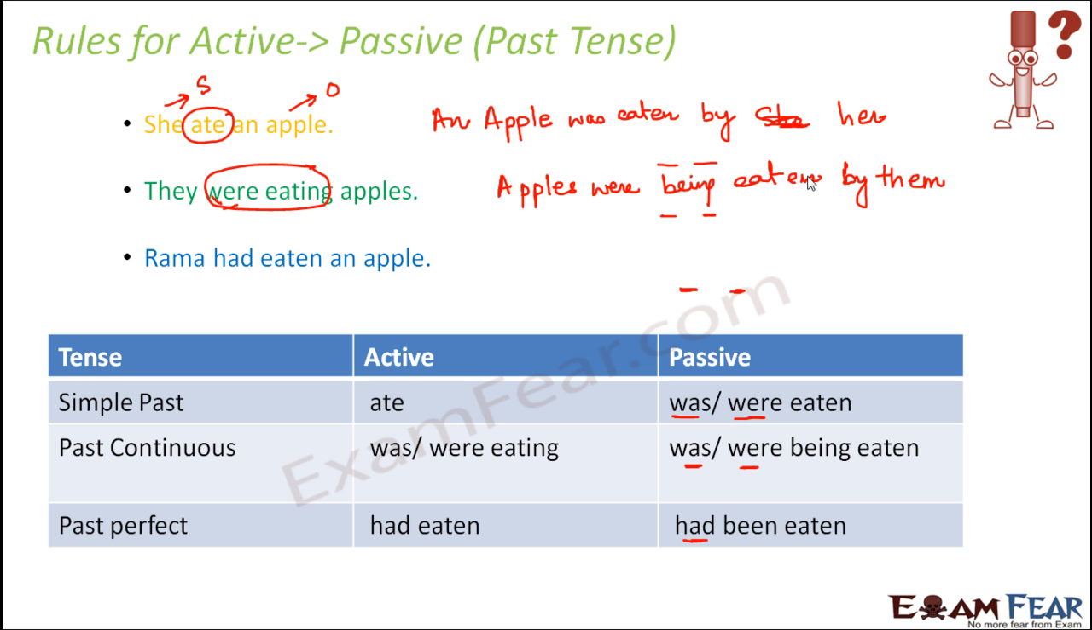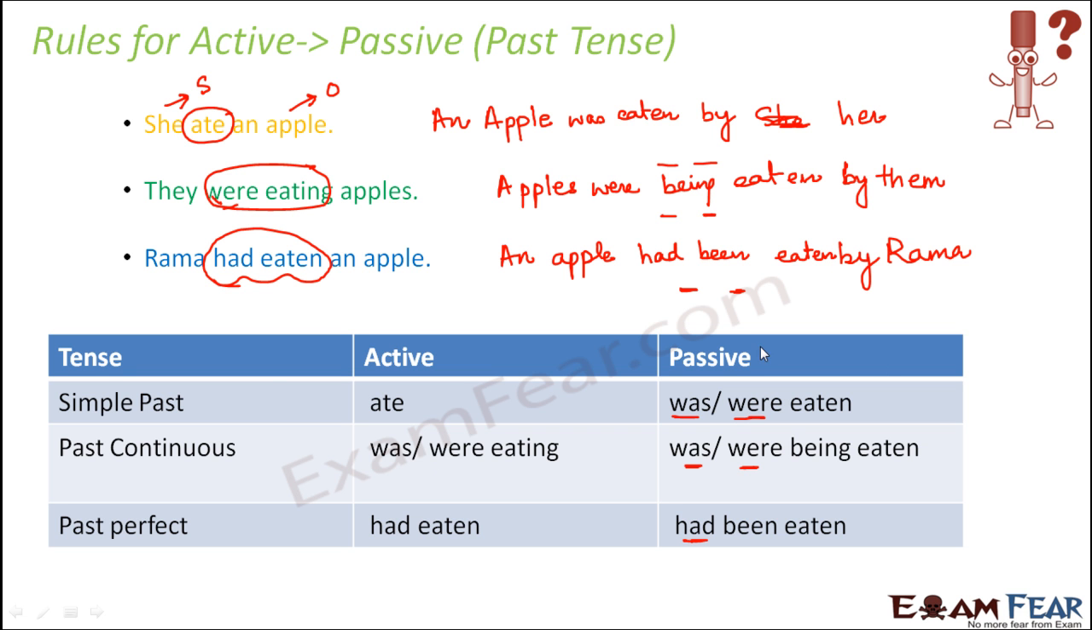And the last example is for past perfect. Rama had eaten an apple. So again, bring an apple at the first, take Rama at the back. So insert by. So an apple had eaten. So had eaten will be converted to had been eaten. So an apple had been eaten by Rama. So in this fashion, we convert active to passive.